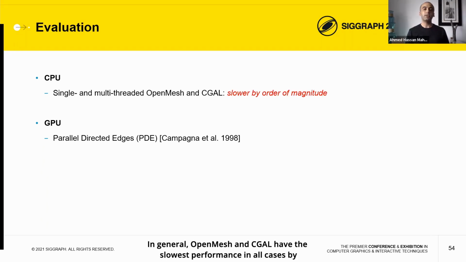In general, OpenMesh and CGAL have the slowest performance in all cases by an order of magnitude, and this huge performance gap motivates even further the development of a general-purpose data structure and library that leverages the GPU. Moving forward, we will only focus on comparison against BDE.